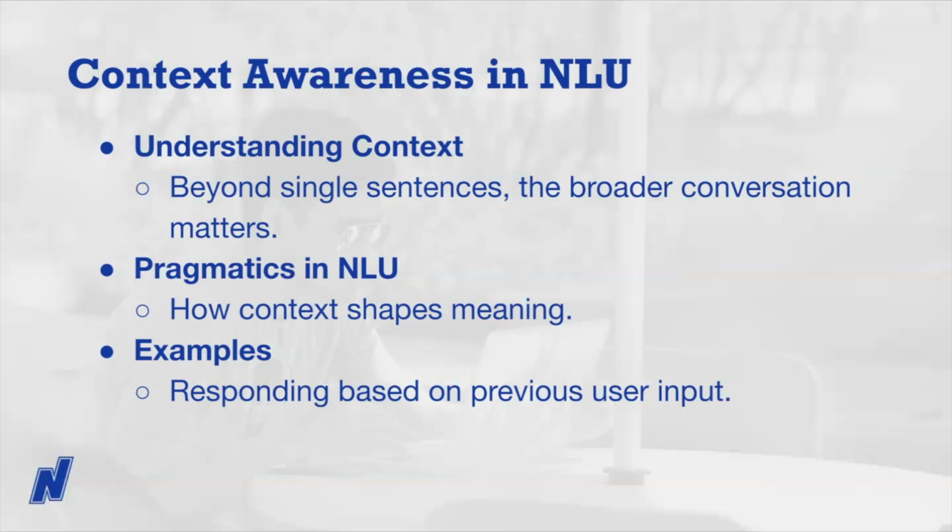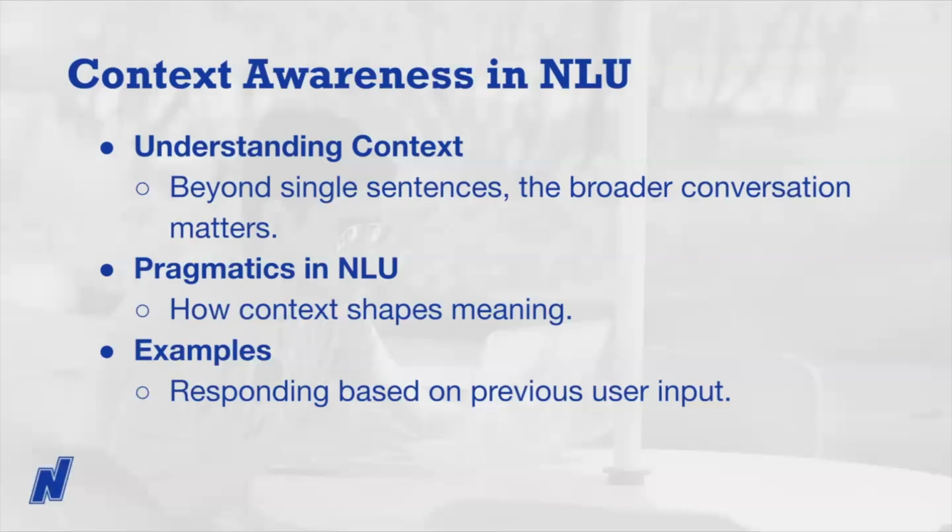So think about a conversation you have with people. If someone says yes, you probably know that they're agreeing because you follow the conversation. But if you only hear yes without any prior context, it's kind of difficult to understand what they mean. The same applies to NLP systems. To interpret users' input correctly, systems need to look beyond single sentences or words and understand the conversation as a whole. For an example, imagine the chatbot asks, would you like to order pizza?